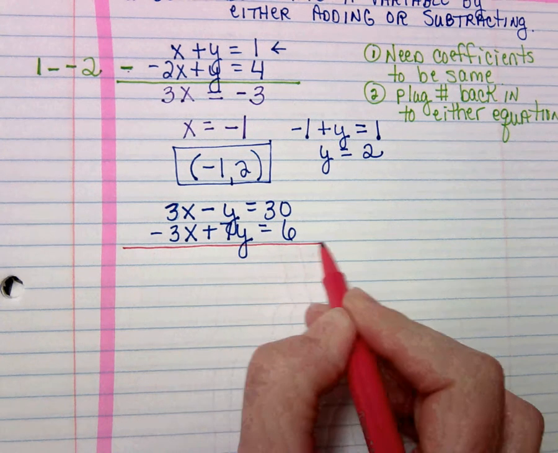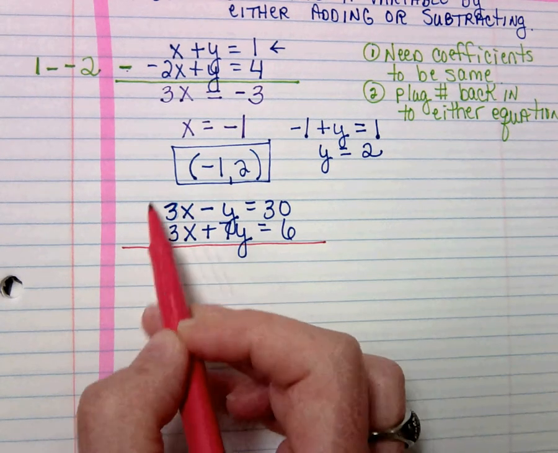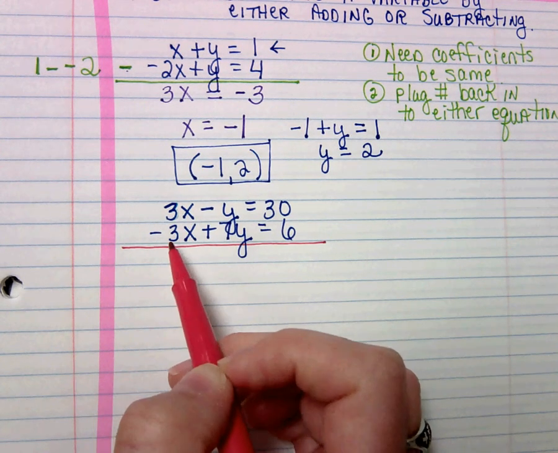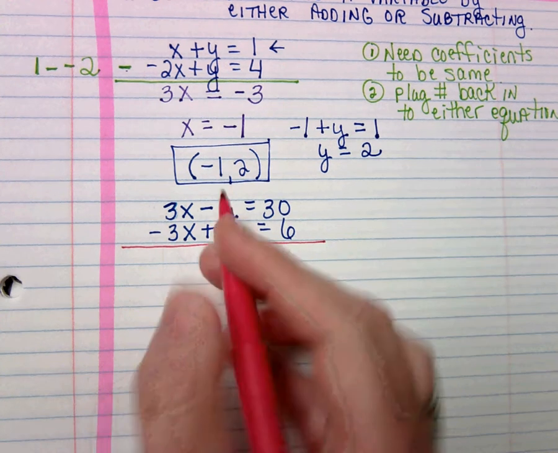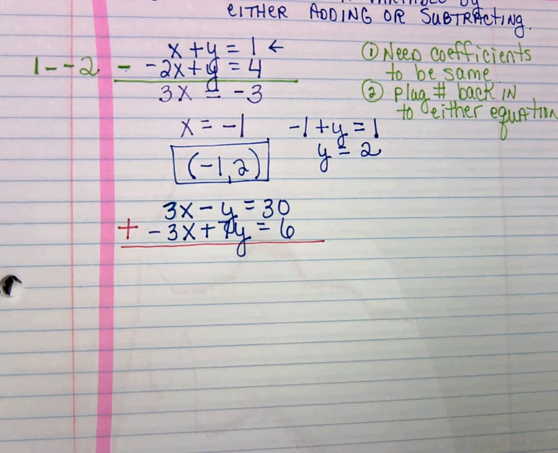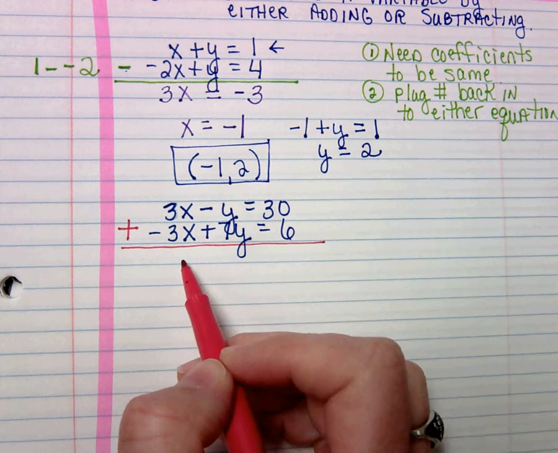So what would I have to do to make these 0? Would I add them or would I subtract them? Well, if I subtract, it's not going to cancel out. I'm going to end up changing it to a plus. So when their signs are different like this, we need to add, because 3 plus -3 is 0. That's our goal. That eliminates the x.